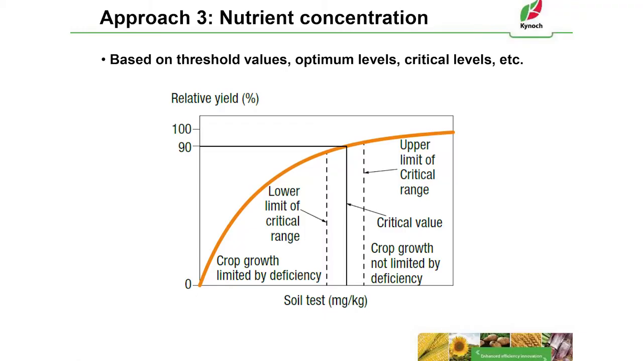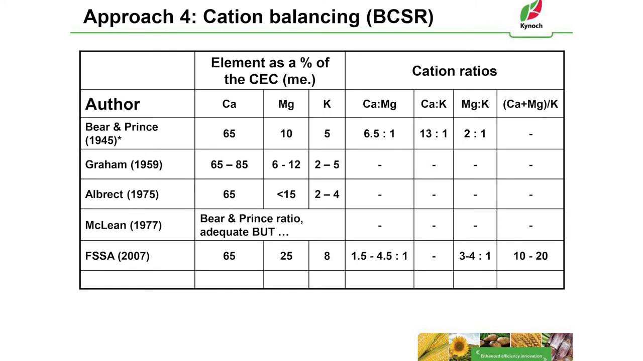So that's another approach. Then the other approach, number three, is based on threshold values. That's where you look at optimum values and the critical values or threshold values. And there you look at the concentration in the soil, milligrams per kilogram. It's that graph again. That's how we determine that. And then the last one, approach four, is the cation balancing or the BCSR. Also, some people use that.